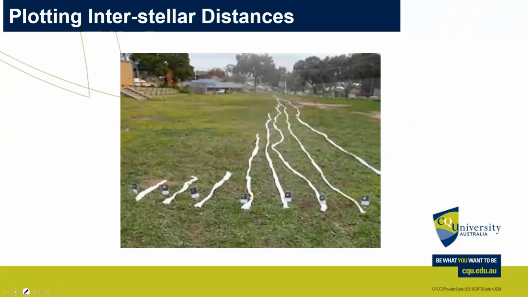Plotting interstellar distances, how do you do it? I always use toilet paper. I mean, when you're working with small children, it's different when you're working with university students or secondary students. But when you're using small children, the kinesthetic, the visual, is very, very powerful. And some of our greatest allies are some of our simplest techniques. String, toilet paper, cheap alternatives.